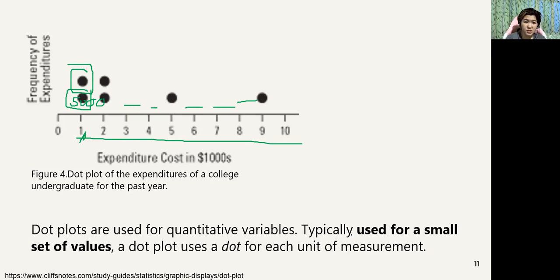So, dot plots are used for quantitative variables, typically used for a small set of values. Okay? It's better if our values are small, no? So that it's easier for us to interpret. Okay?